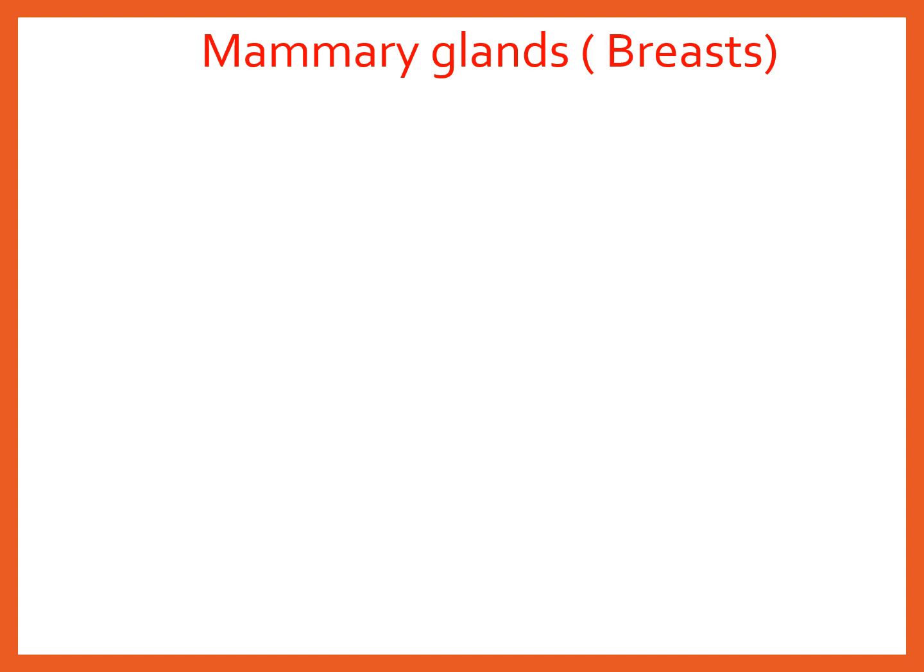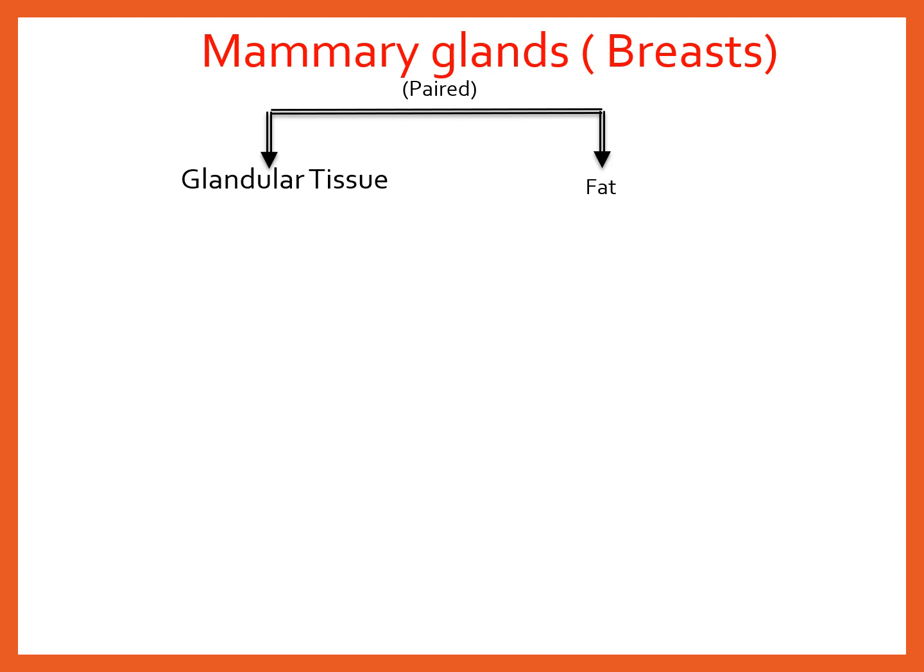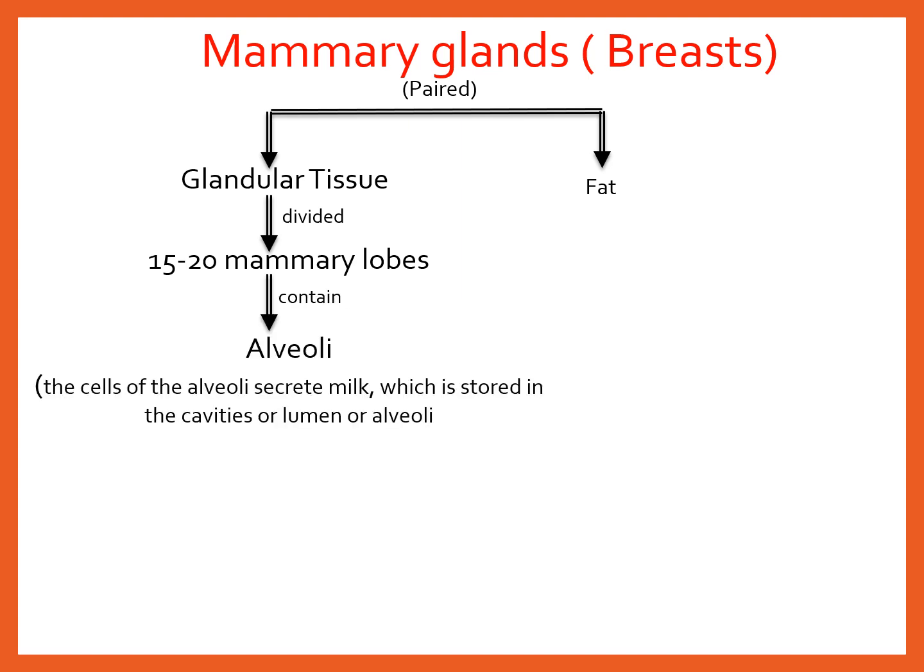Mammary glands or the breasts. These are paired, and in the mammary glands you have the glandular tissue and fat. So mammary glands are basically the glandular tissue and fat. The glandular tissue is divided into 15 to 20 mammary lobes. So lobes are present, and these lobes contain the alveoli. The alveoli contain the cells which secrete milk, and it is stored in the cavities or the lumen of alveoli.